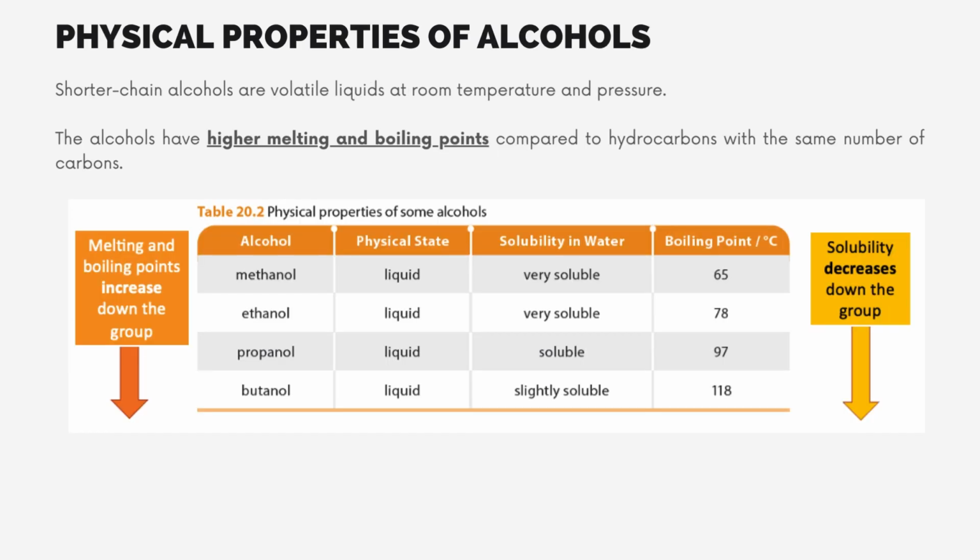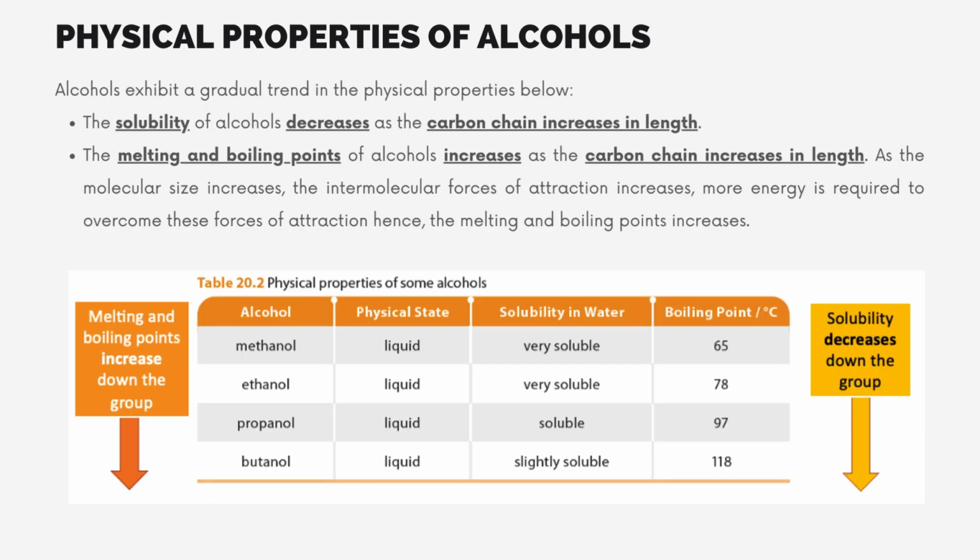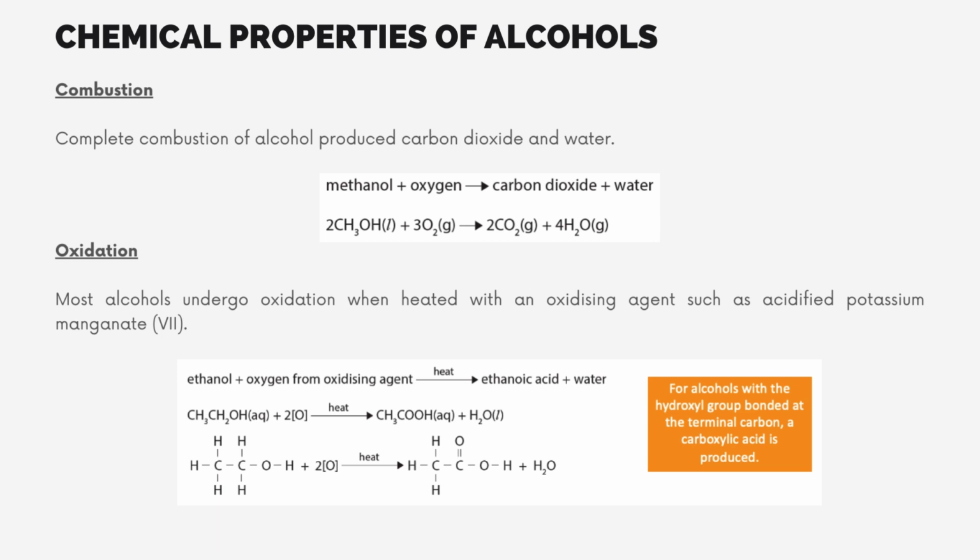Next, let's take a look at the physical properties of alcohols. Shorter chain alcohols are volatile liquids at room temperature and pressure. The alcohols have higher melting and boiling points compared to hydrocarbons with the same number of carbons as shown in the table. There is a gradual trend in the solubility, melting, and boiling points of alcohols down the group as shown in the table.